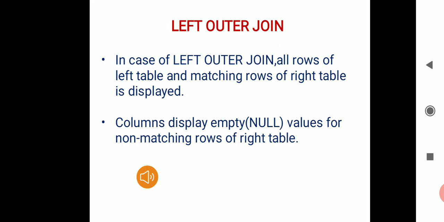So what is the left outer join? In case of the left outer join, all the rows of the left table and the matching rows of the right table are displayed. The columns will display the empty values or the null values for the non-matching rows of the right table.